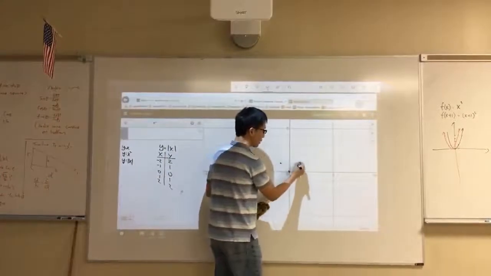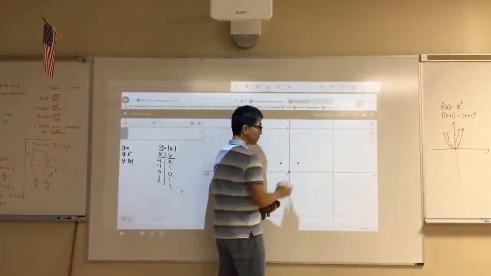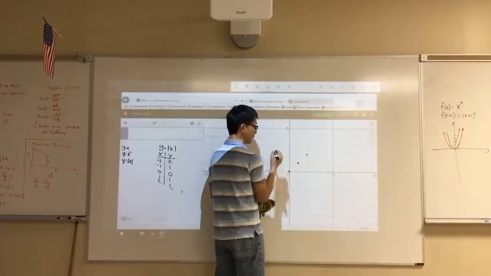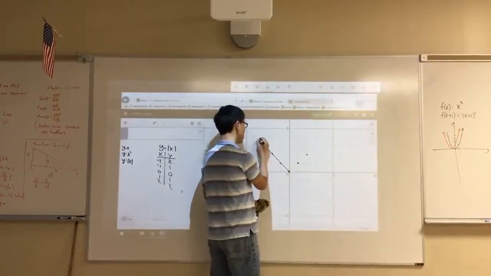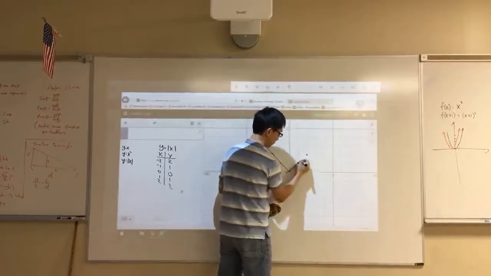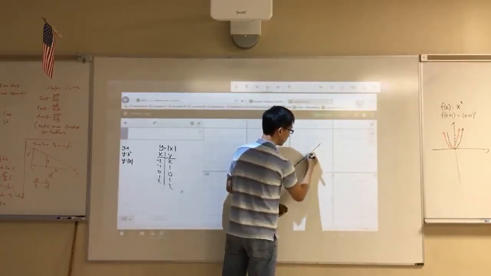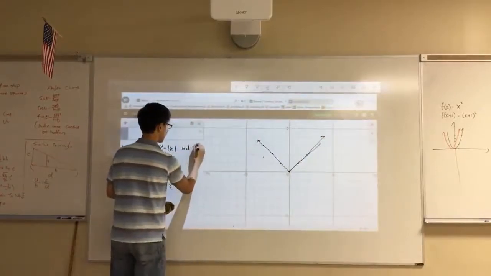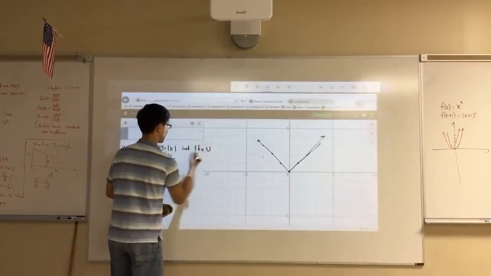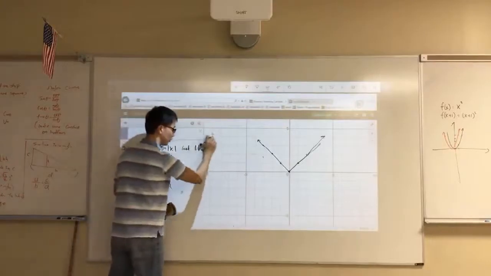So the first 3 points are almost identical, but the next point really creates a difference. So this one is actually a V shape. So it looks like a V. That's not U, it's V.